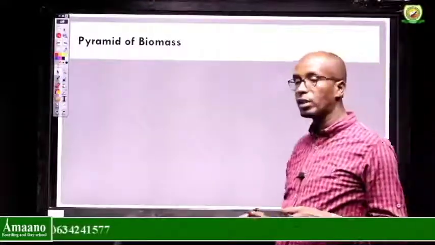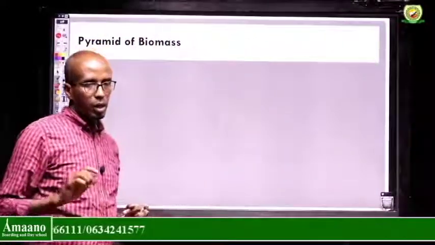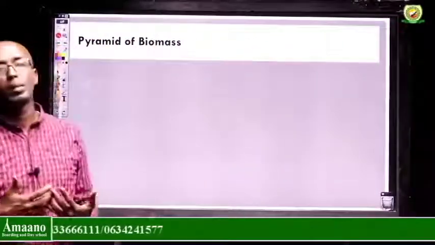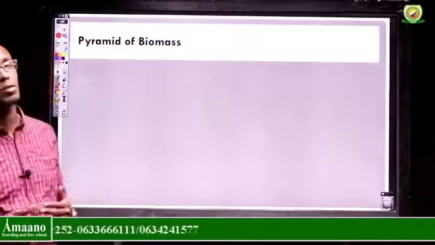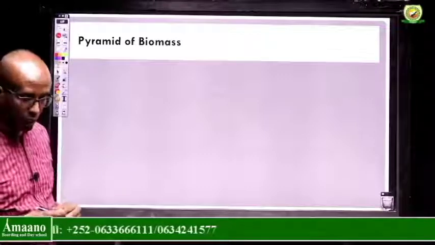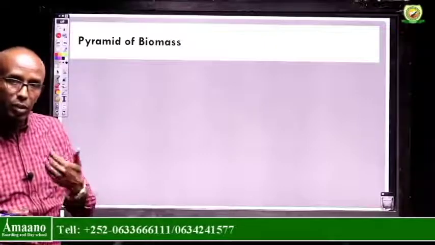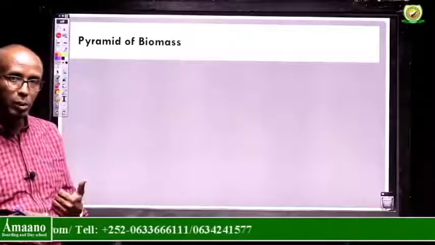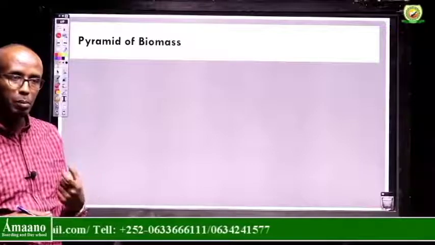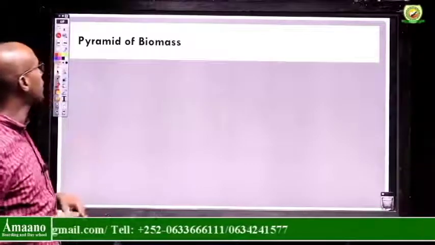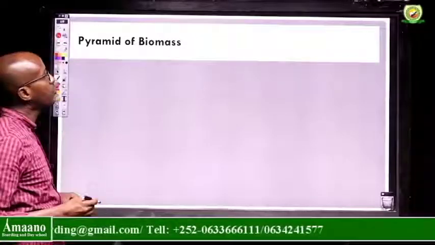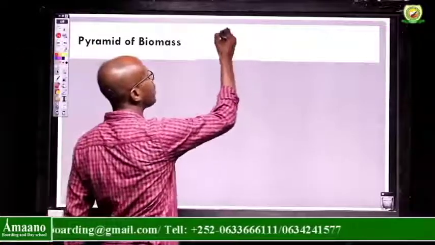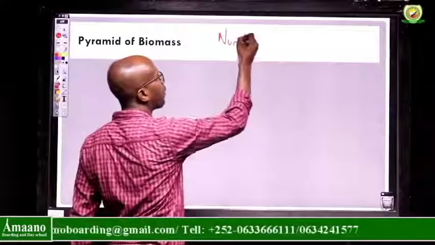In our previous lesson we learned about the pyramids. Let me remind you the pyramid. We said a pyramid is another form of writing food chain. So there are three different types of pyramids: a pyramid of number, pyramid of biomass, and pyramid of energy. In our previous lesson we learned about the pyramid of number.